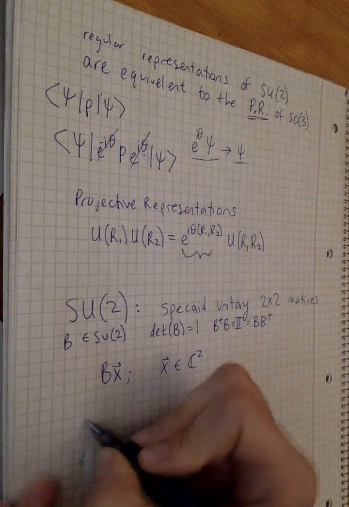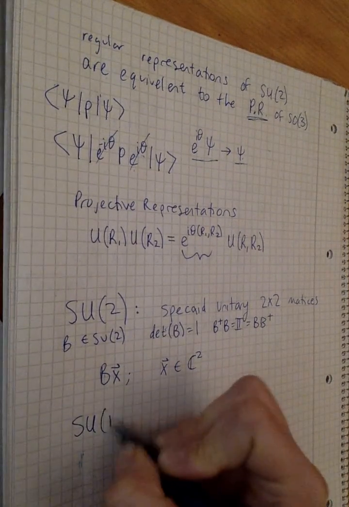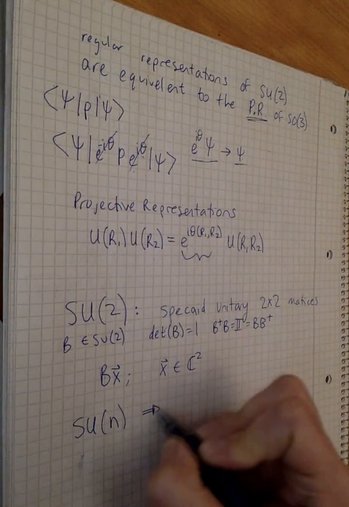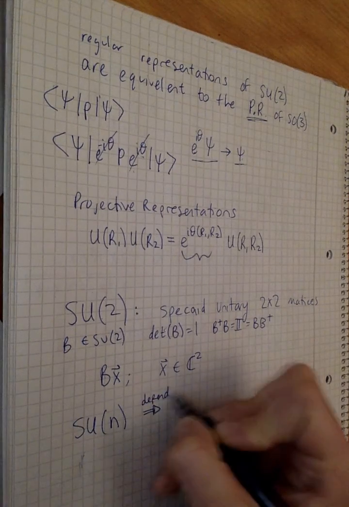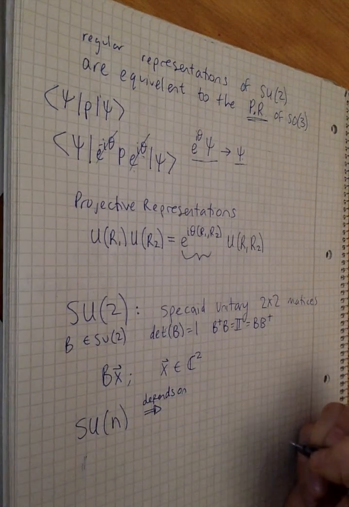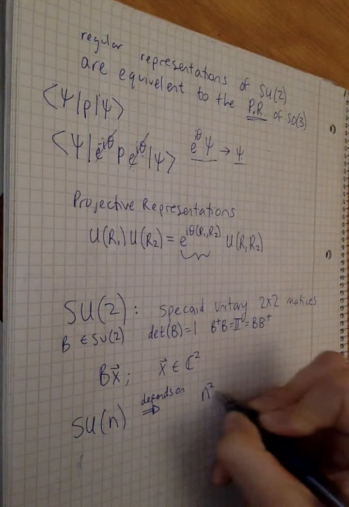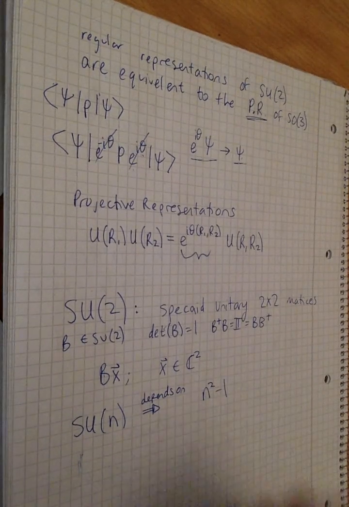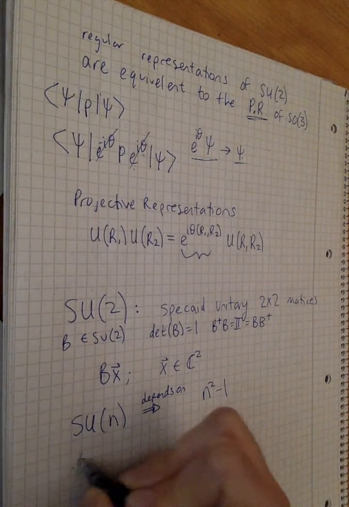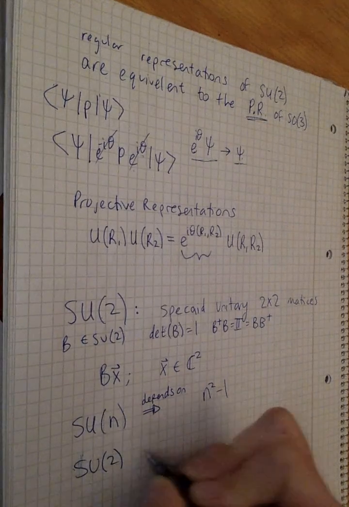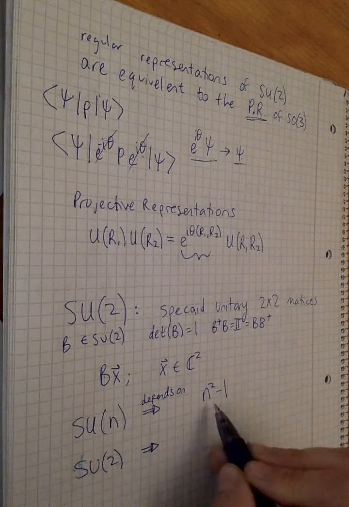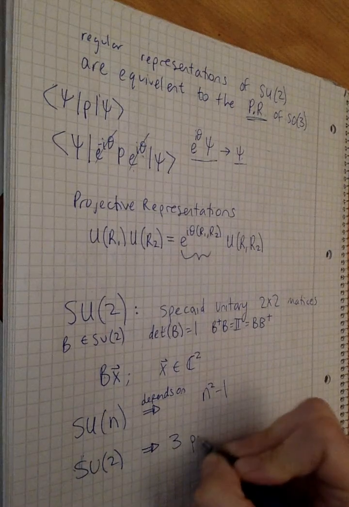SU2, as with the SUN structure, depends on n squared minus 1 parameters. So we have that SU2 depends on 2 squared minus 1, which is 3 parameters.